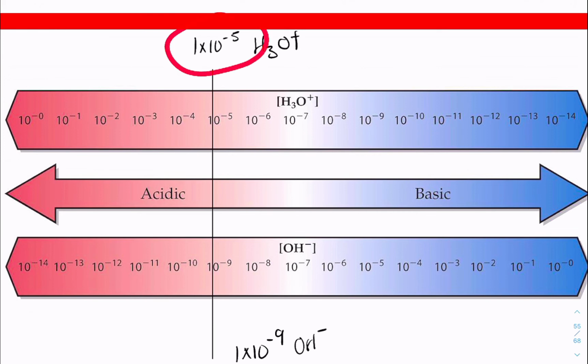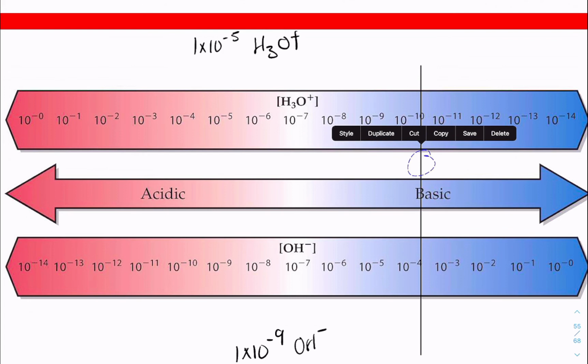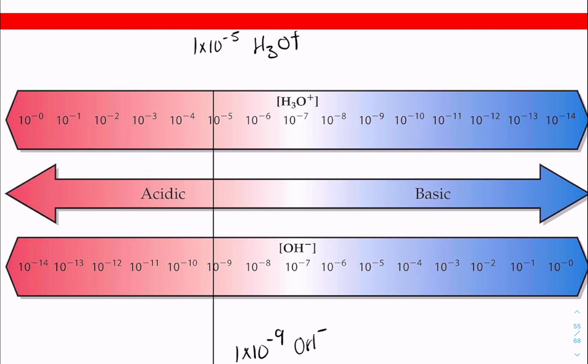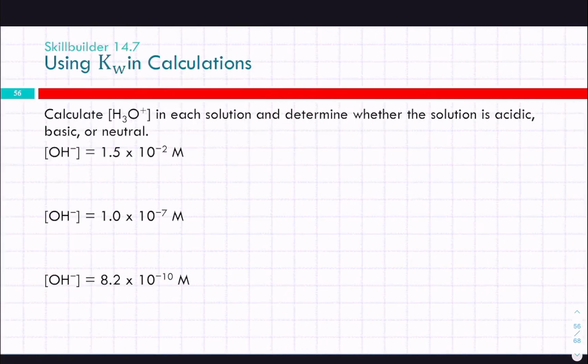And if we take this and multiply it by this, we're going to get 1 times 10 to the minus 14 again. We could move this somewhere else and do that again, and it's still going to be 1 times 10 to the minus 14. So as one goes up, the other one goes down. Those numbers, 1 times 10 to the minus 5, 1 times 10 to the minus 9, are a little harder to work with. I guess we'll get to pH in a second.